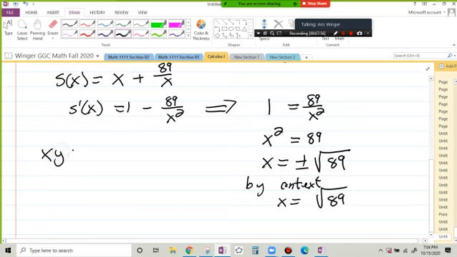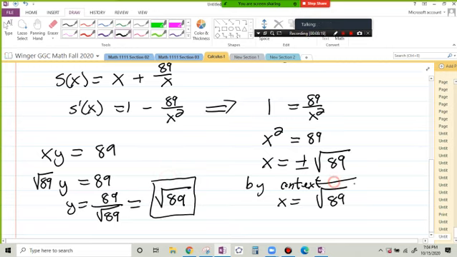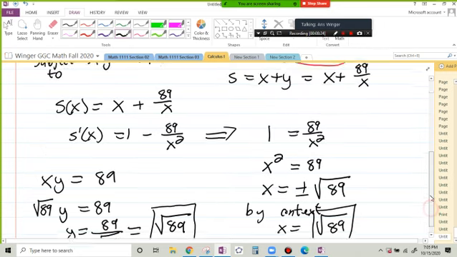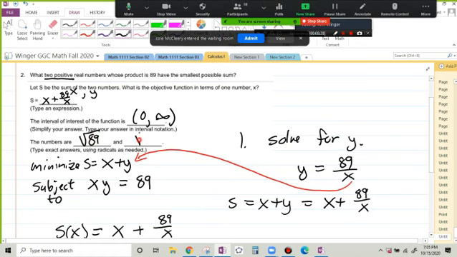I need to recall that X times Y is 89, and X is now the square root of 89. And so Y is equal to 89 over the square root of 89, which actually turns out to be the square root of 89 if you rationalize. And again, X and Y should be the same. There's a square root button in MyMathLab. Use it. Square root of 89, square root of 89.